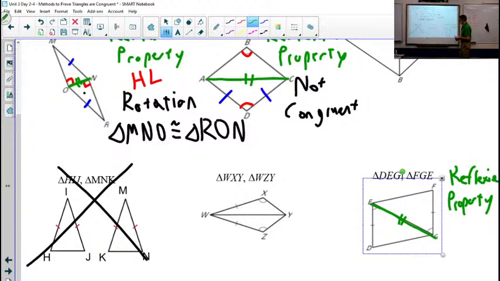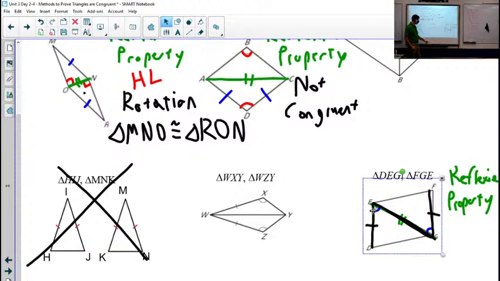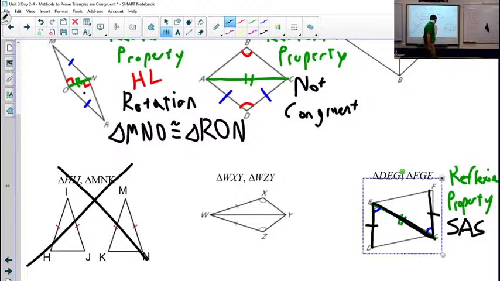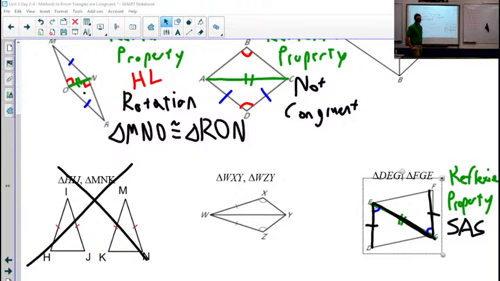The main ones we're going to have are reflexive property and vertical angles. A lot of these have a side that's shared between the two of them. So we do have two sides and then the angle included between them. So this is side angle side. Split on this one. This one's pretty close.